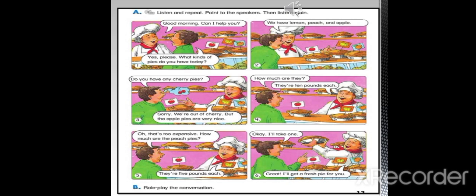Good morning. Can I help you? Yes, please. What kinds of pies do you have today? We have lemon, peach, and apple. Do you have any cherry pies? Sorry, we're out of cherry, but the apple pies are very nice. How much are they? They're 10 pounds each. Oh, that's too expensive. How much are the peach pies? They're 5 pounds each. Okay, I'll take one. Great. I'll get a fresh pie for you.